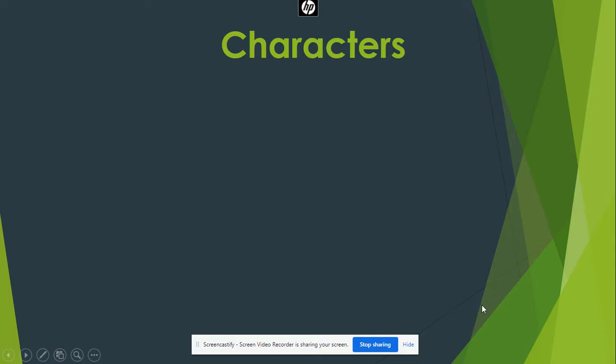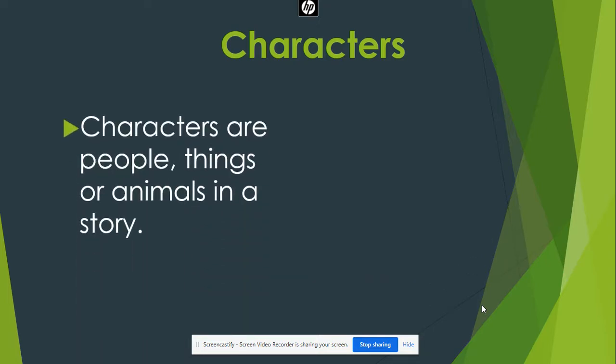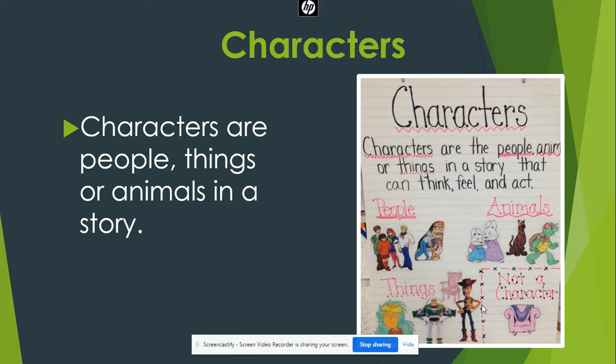Do you remember what a character is? Think about it. We learned about this all year long. Tell the person you're working with what a character is. Characters are people, things, or animals in a story. Like, for example, in Frozen, the characters are Olaf, Sven, Elsa, Anna. They're the people in the story, or the characters in the story.